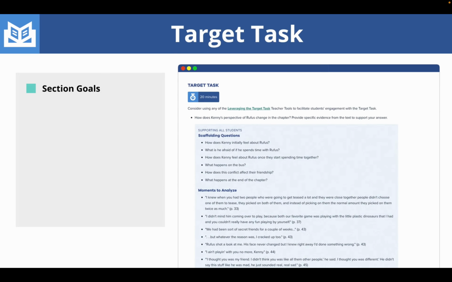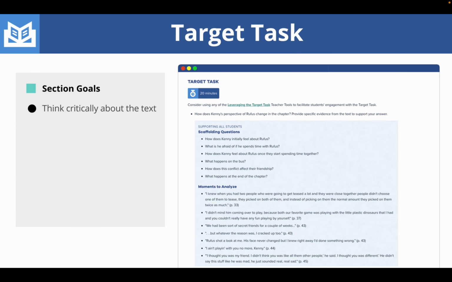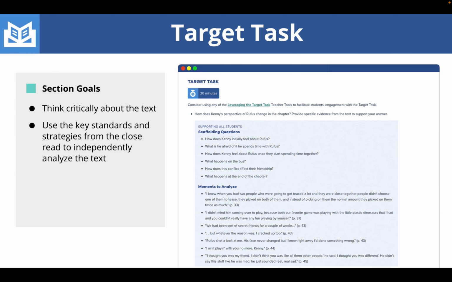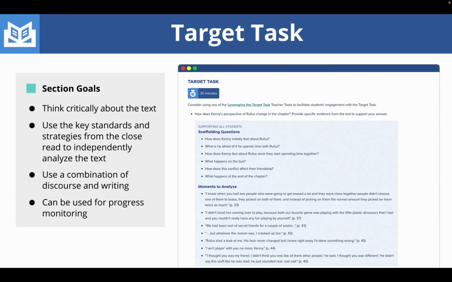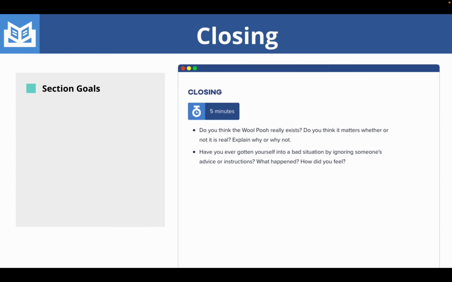The next section is the target task. This is when students are asked to think critically about the text. Students use what they learned and practiced during the close read to independently analyze the text and answer the target task question. Students can answer the question using a combination of academic discourse and writing, although students should be writing for a minimum of 15 minutes every day in order to build writing fluency. The target task questions can be used to monitor student progress, especially on standards and strategies students have practiced multiple times across the unit. Finally, the next section is the closing.